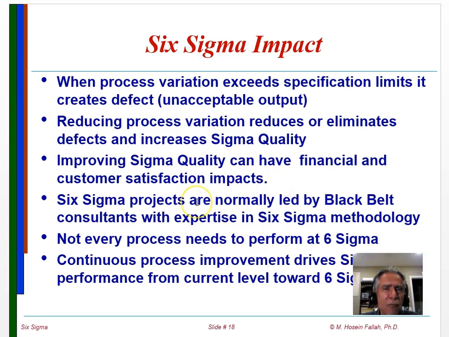So not every process will be at Six Sigma, but there are processes that people's lives depend on, like I pointed out, the jet engines in jet planes and some medical equipment, that need to be at Six Sigma because of their importance and criticality for people. So continuous process improvement drives the Sigma level to a higher and higher level as we go through the cycle, and then the company can decide what is good enough, or continue another cycle for further improvement in the Sigma level.